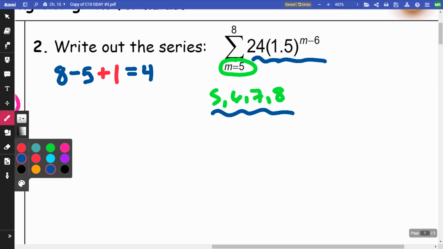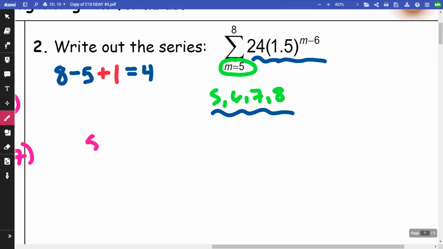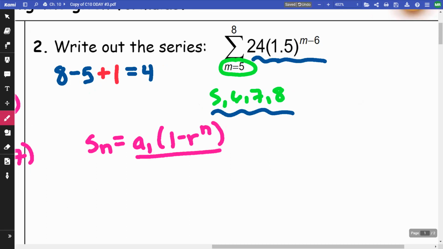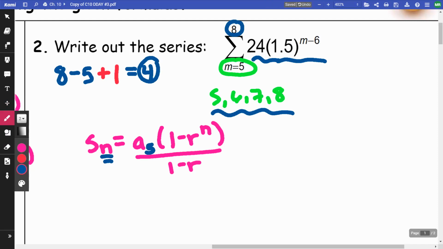Now for this geometric situation, S sub n is equal to your first term, I'm going to write a sub 1 here temporarily, times the quantity 1 minus r to the n all over 1 minus r. Now, in this case, my first term is not my a sub 1. My first term is actually going to be a sub 5. So that's what I'm going to start with. And my n is not going to be 8 like up here at the top. It is going to be 4.